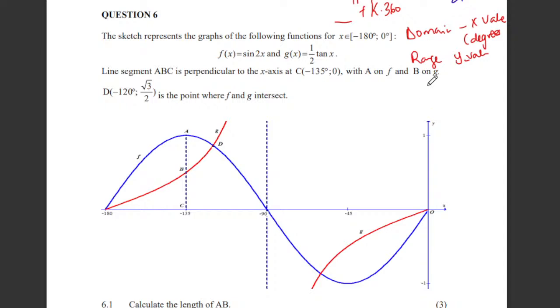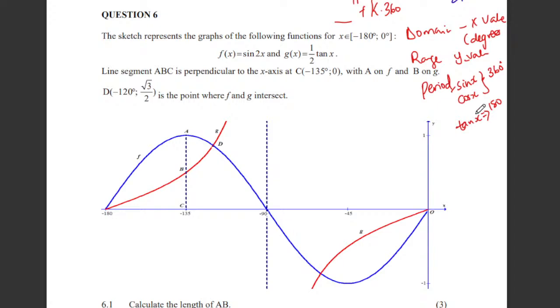Then we also need to know about the period of these graphs. So we know that the sine graph and the cos graph both have a period of 360. The tan graph has a period of 180. You just need to bear that in mind. That is if it's a basic trig graph.